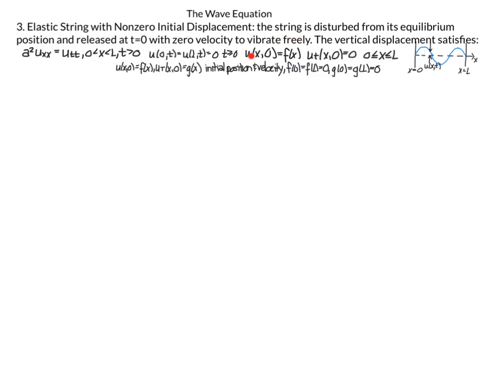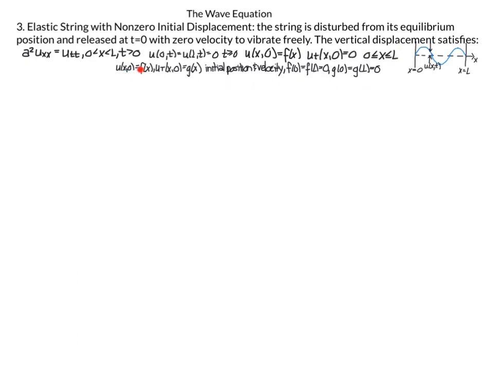Then we also have that our position u of x at time t equals 0 is equal to a function f of x. So again, we disturb the string at time t equals 0, but how much it's disturbed depends on x. So that's our function f of x. This is when we disturb the string from its equilibrium position. And then we have no velocity, so our first derivative with respect to t, which is velocity, at t equals 0 is equal to 0. No initial velocity, just a little disturbance.